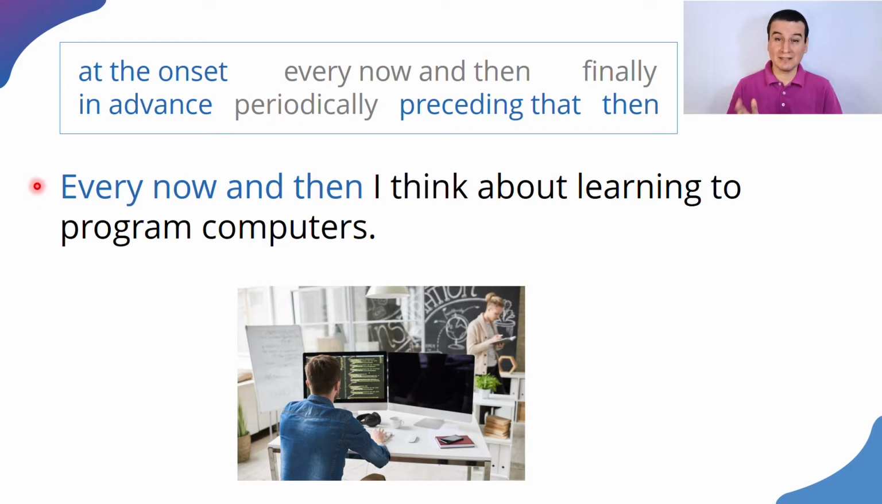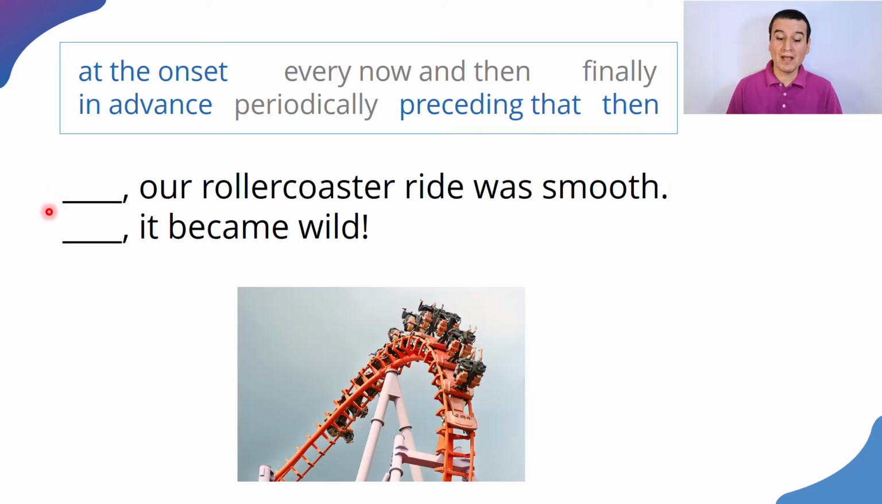It's not as periodically as the crop harvesting, yes, for what a farmer plants. So we need to do it at specific times, because for crops we can waste products if we don't harvest them periodically. But this is something that we may do every now and then. All right, listen to the pronunciation. Every now and then, I think about learning to program computers. Good.